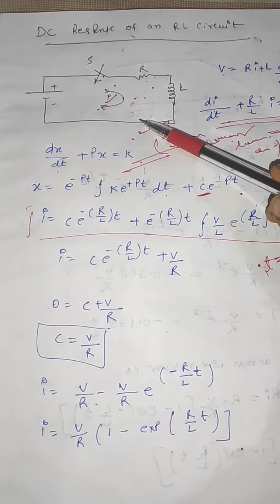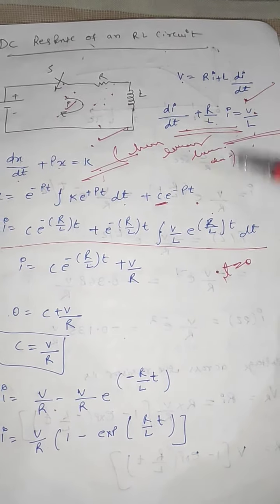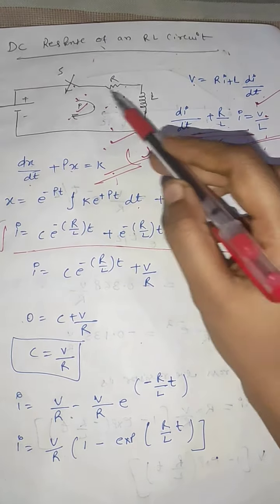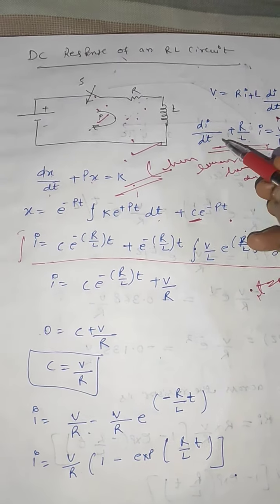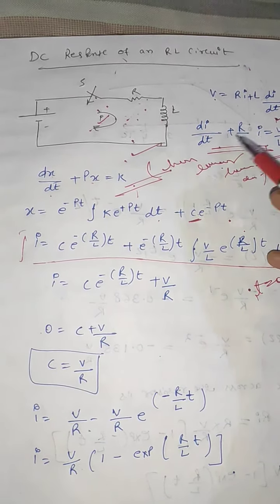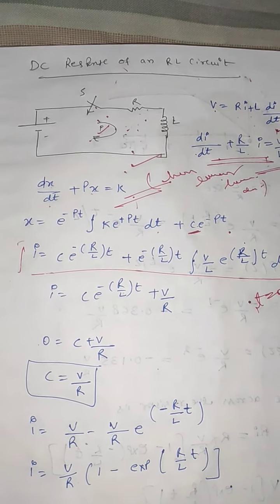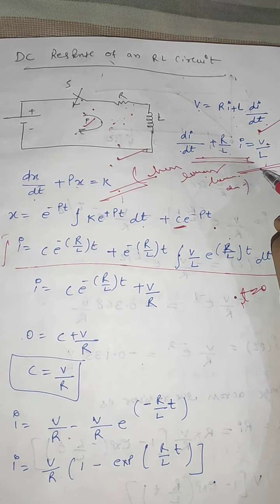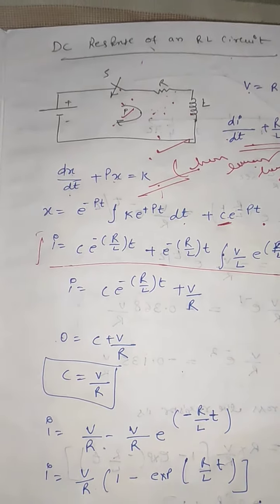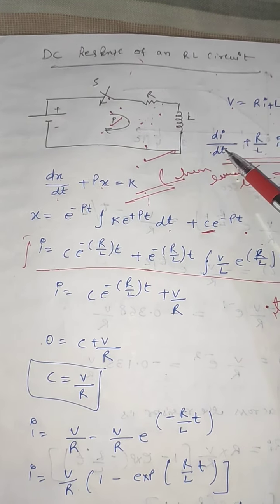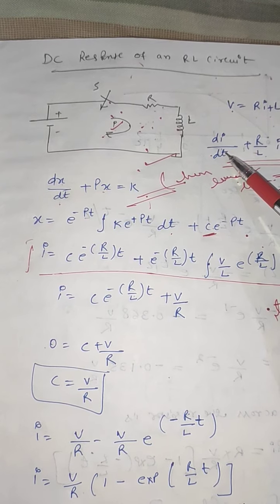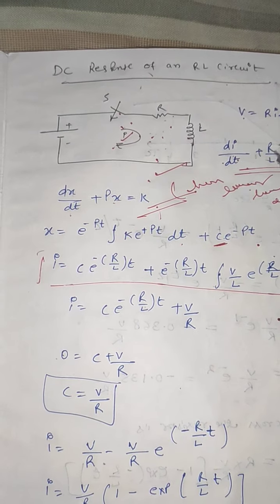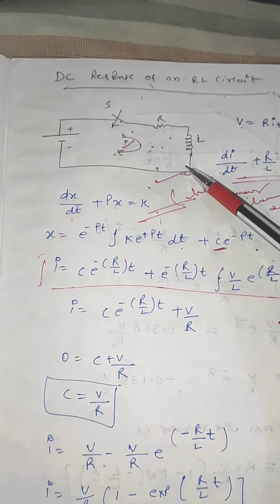current. So we will apply KVL in this circuit, and we find this equation. In this equation, the current i is the solution to be found, and V is the applied constant voltage. Voltage V is applied to the circuit only when S is closed.